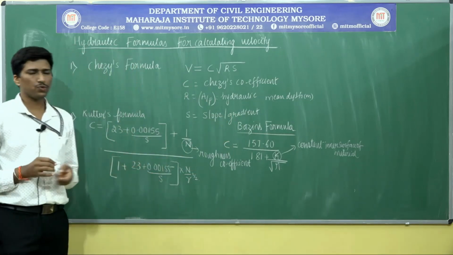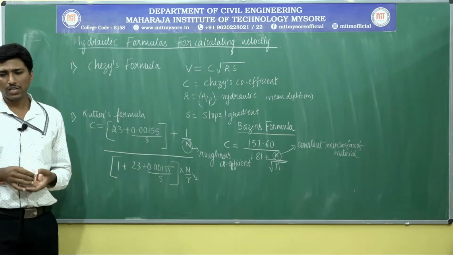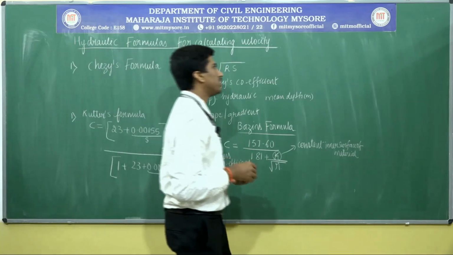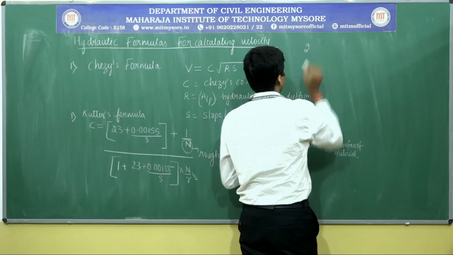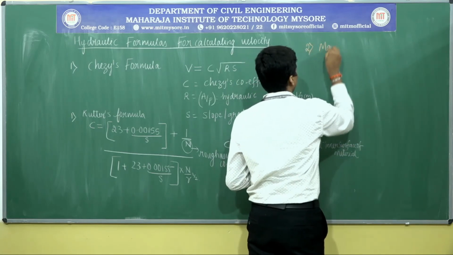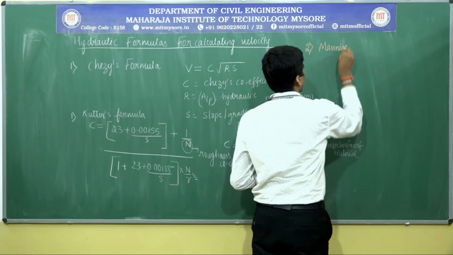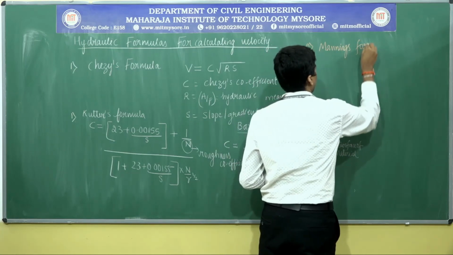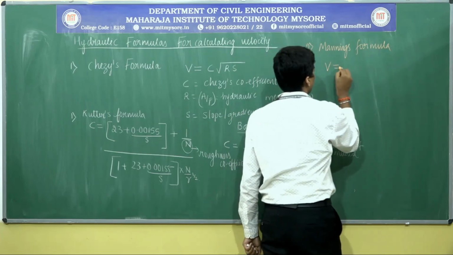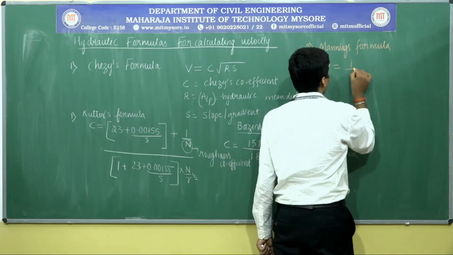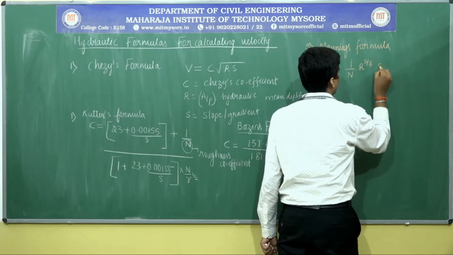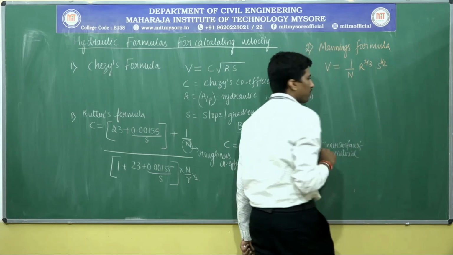Okay, so these are the two formulas. Next, another set of equations where we go for calculating the velocity. It is given by the Manning's formula. We have a Manning's formula where the velocity is given as V = 1/n R^(2/3) S^(1/2).